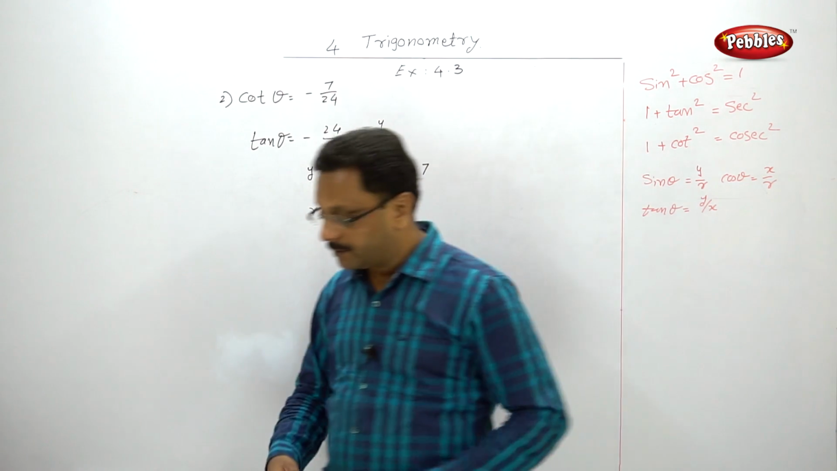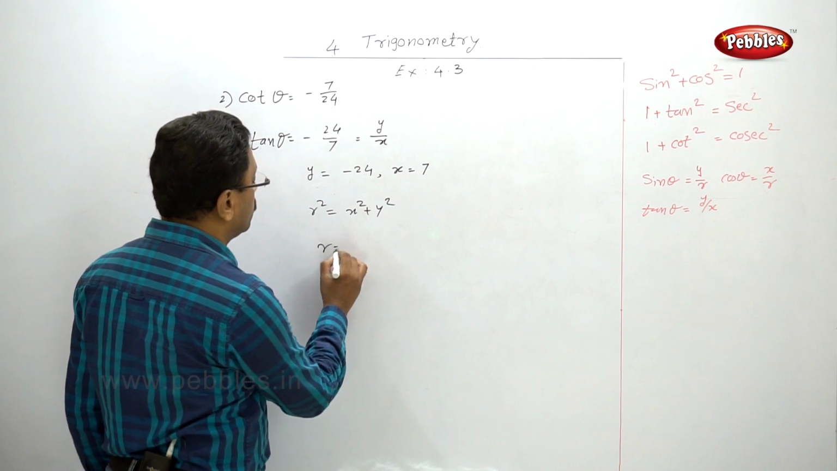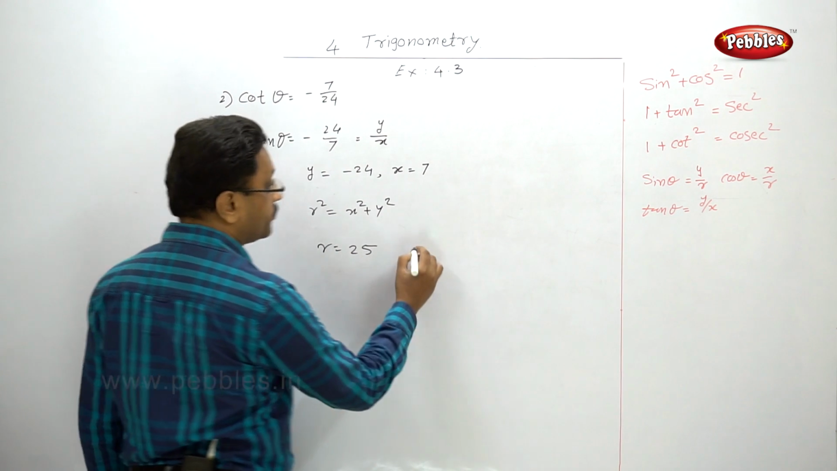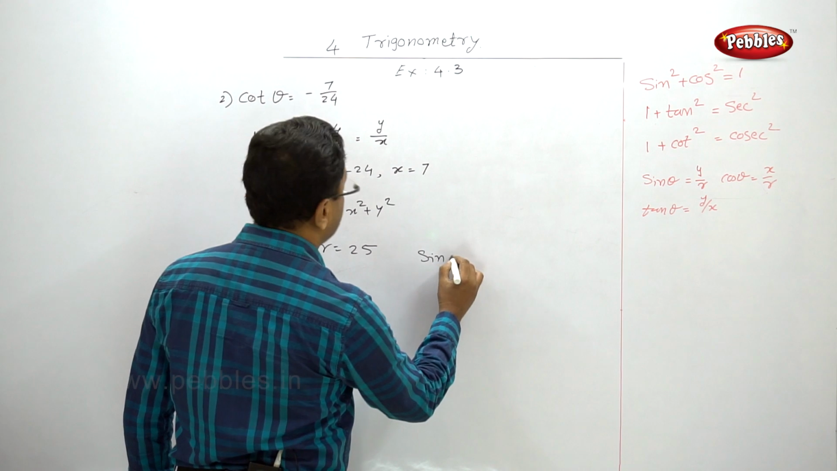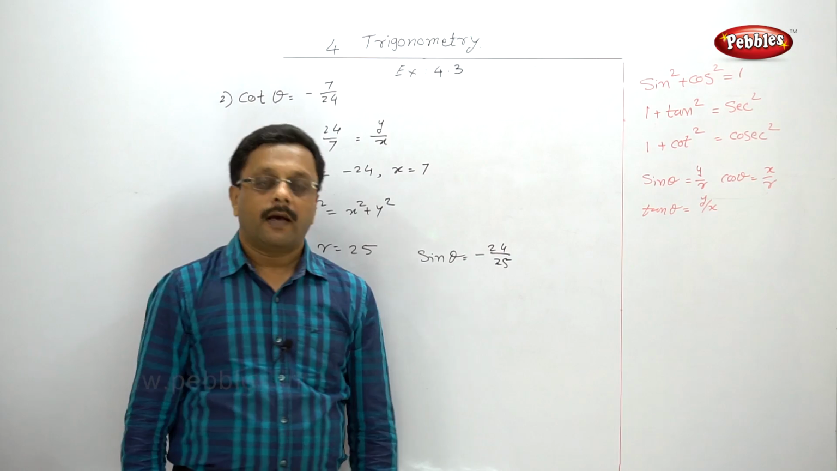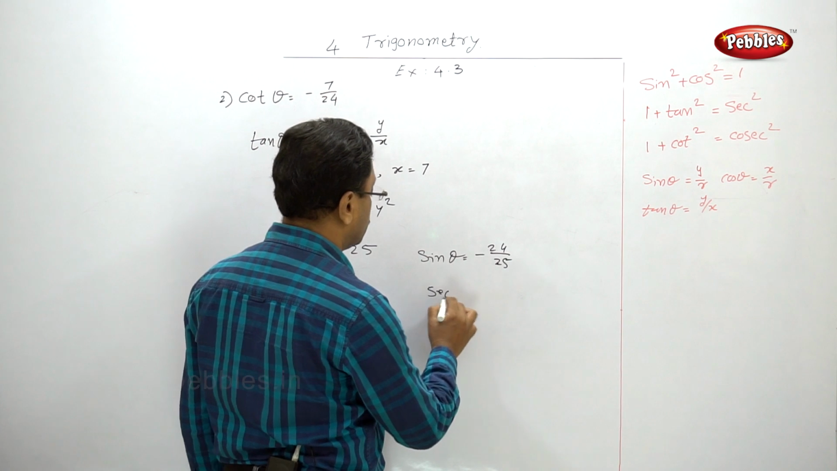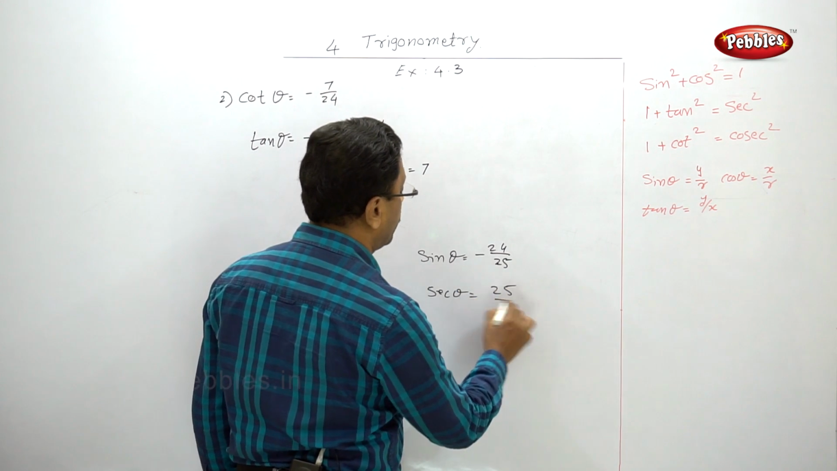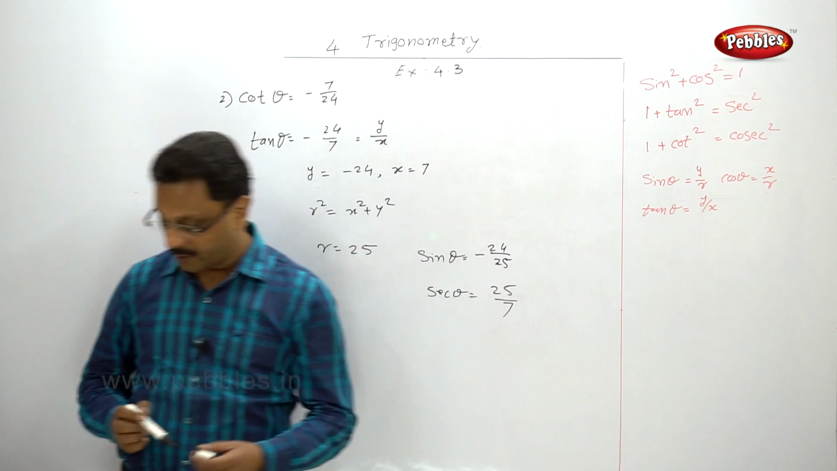Do it now please. So here r is equal to 25, sine theta is minus 24 by 25, and sec theta is equal to 25 upon 7. Please check your answer.